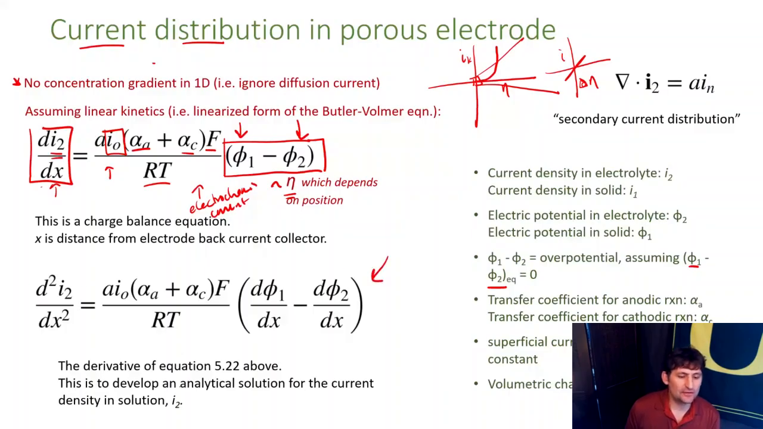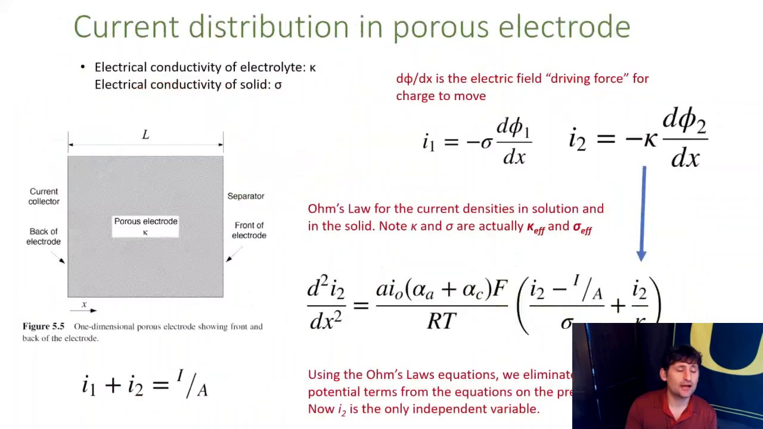And we're going to do this to develop an analytical solution for the current density in solution. So we're going to try to find what the current density in solution looks like as a function of distance. So how do we do this? Well, we need to think about also the current in the electrode.